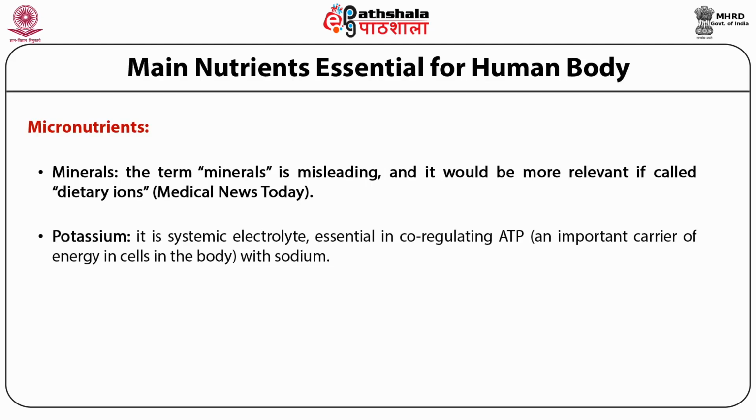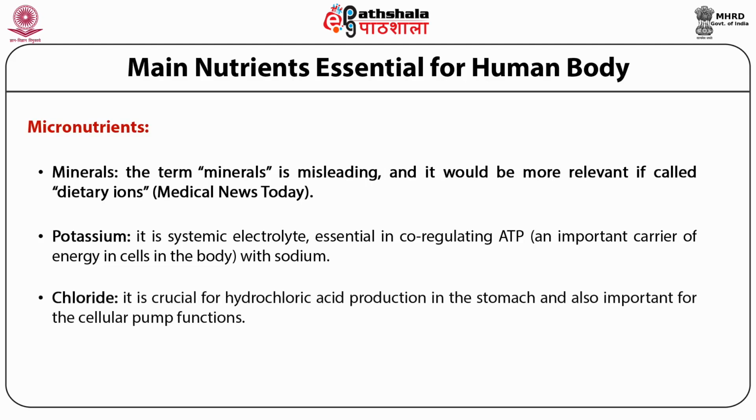Now potassium is a systemic electrolyte essential in co-regulating ATP, which is an important carrier of energy in the cells in the body, with sodium. Deficiency of potassium leads to hypokalemia and excess leads to hyperkalemia. Chloride is crucial for hydrochloric acid production in the stomach and also important for cellular pump functions. Deficiency leads to hypochloremia and excess leads to hyperchloremia.